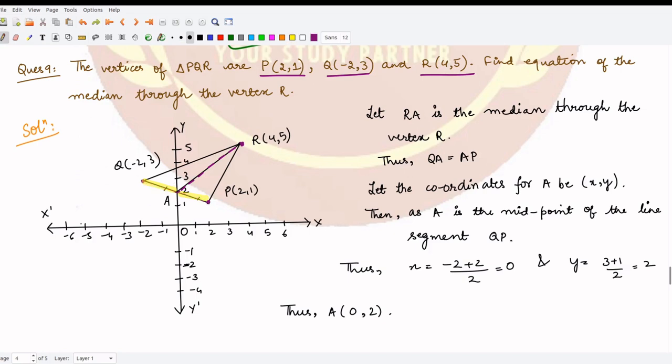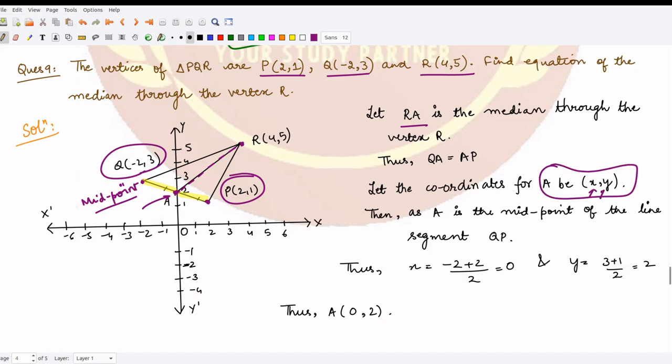We know the coordinates for Q and the coordinates for P, so we can calculate the midpoint of this line. In order to calculate the midpoint, we calculate the midpoint of the individual coordinates. If RA is the median through the vertex R, then the distance QA would be equal to the distance AP. I want to calculate the coordinates for A. Let them be X and Y initially, and we'll calculate the values of X and Y.